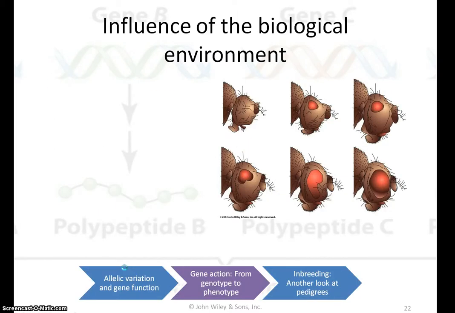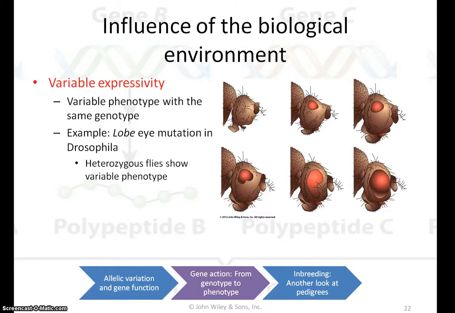Another example of the influence of biological environment on genetic expression is something called variable expressivity, which very simply means that you get a variable phenotype even with the same genotype. This is a great example shown here, the lobi mutation in Drosophila. Each of the individuals seen here has the same genotype. They're all heterozygous for the lobi mutation, but if you look at their phenotype, they vary from individual to individual. This is variable expressivity.